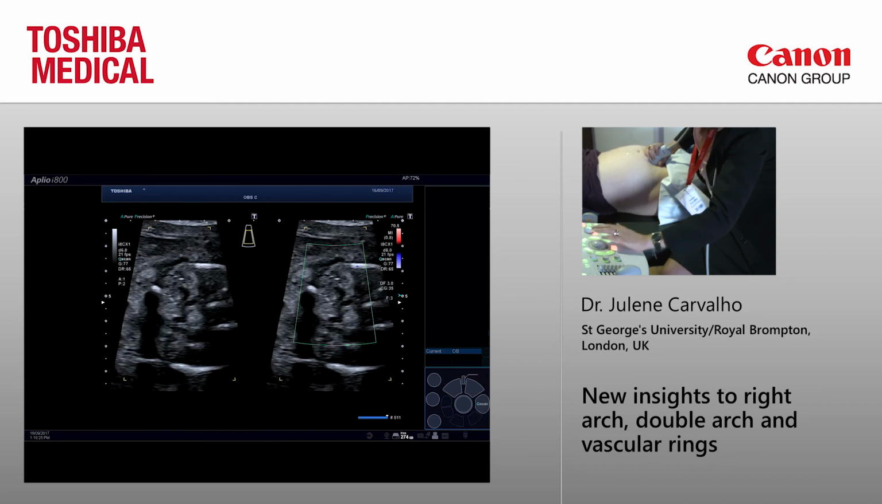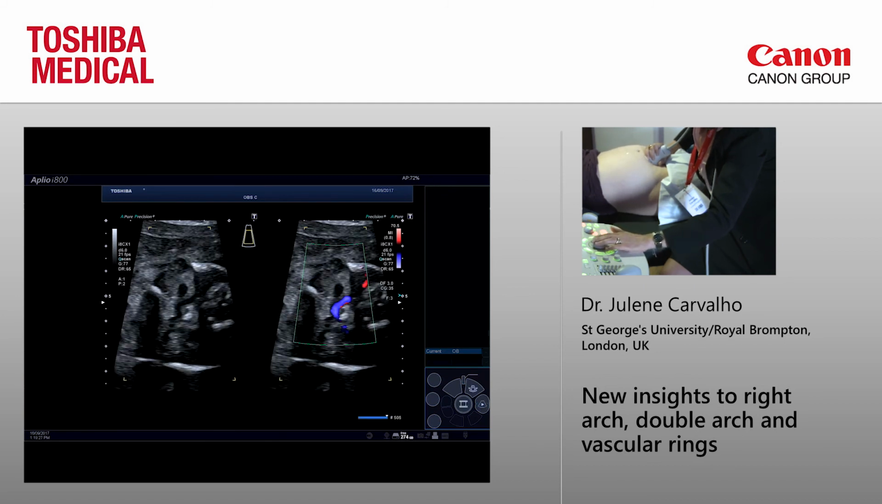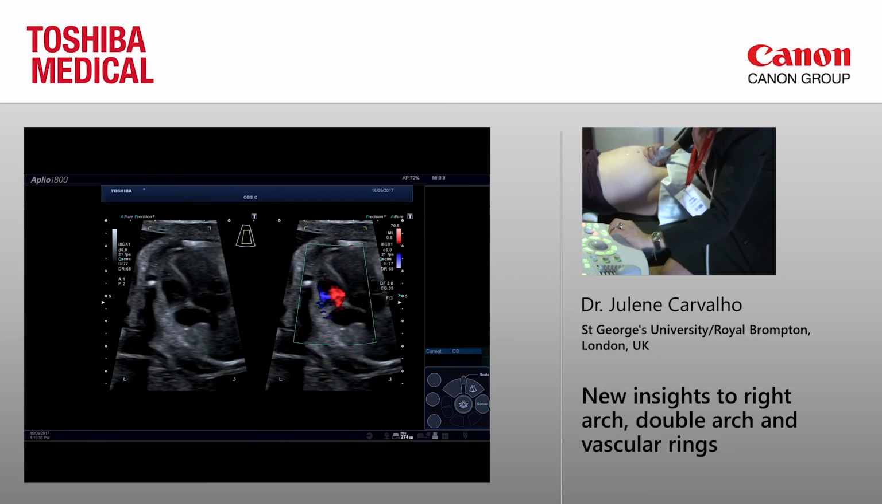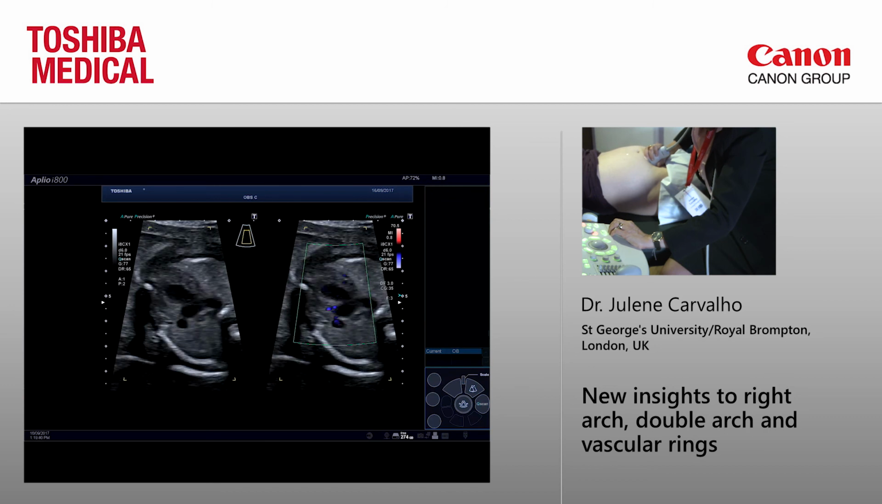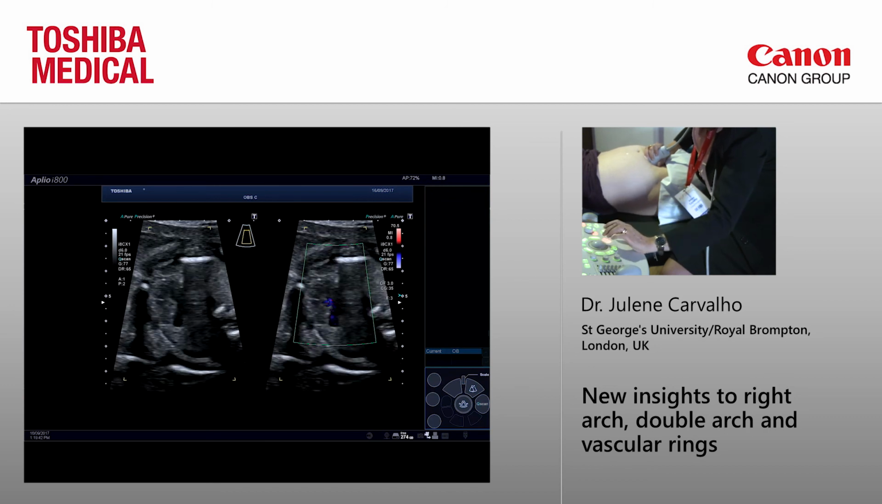Can you see here the origin of the right subclavian artery? Yeah, coming here in front of the trachea. Our orientation here is right. You see a bit of the left subclavian over there as well. So I wasn't even looking for the subclavian, but the color is very sensitive. So let's do it again.